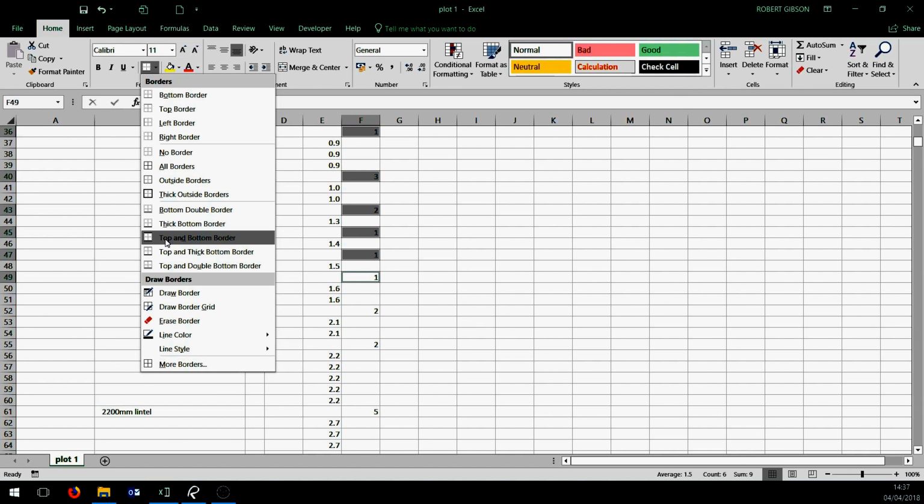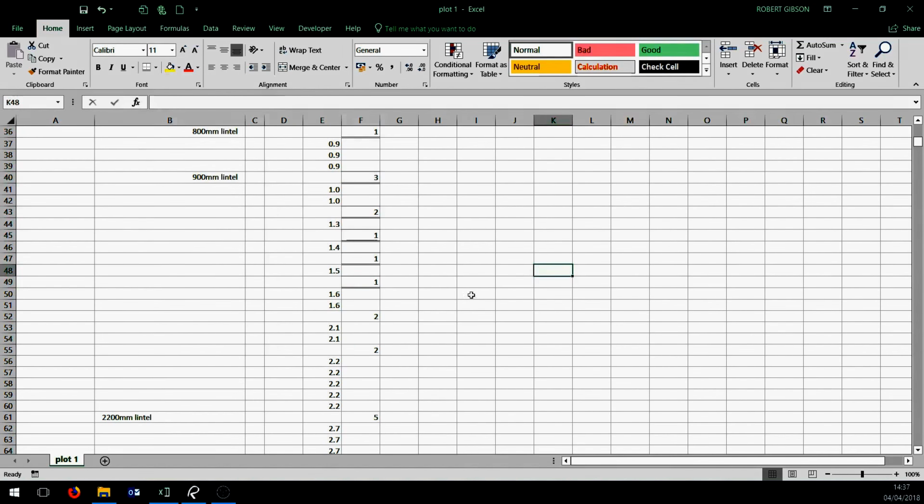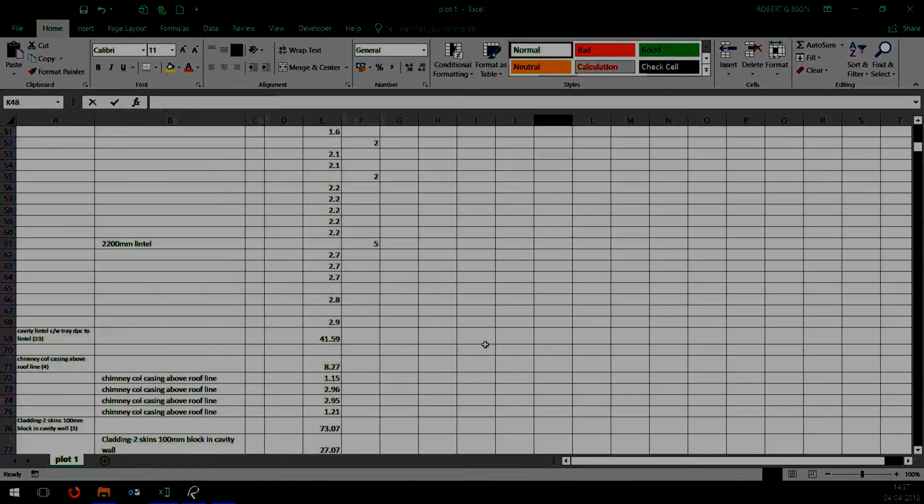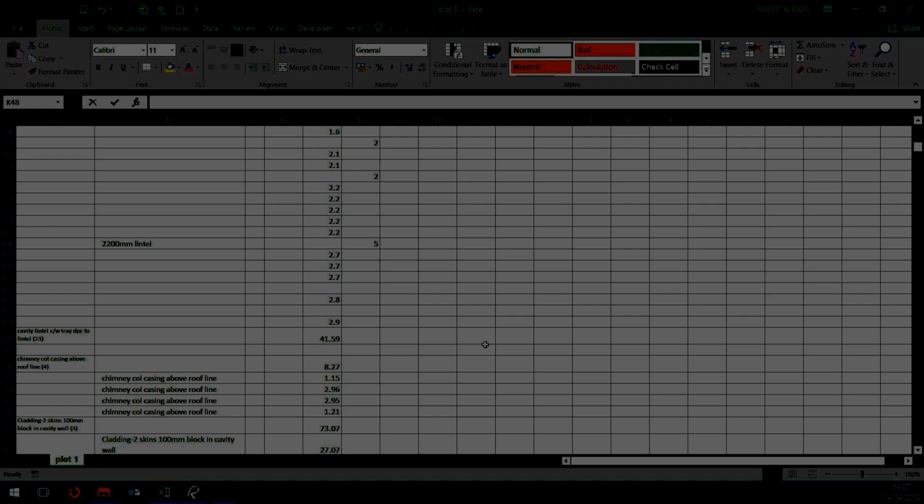As I say, that applies to anything linear that you're supplying: you need to know the difference between how many 900 lintels and how many 2 metre 200 lintels. I'm sure you get the drift anyway, but hopefully that helps.